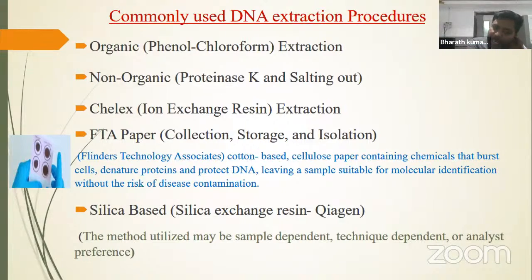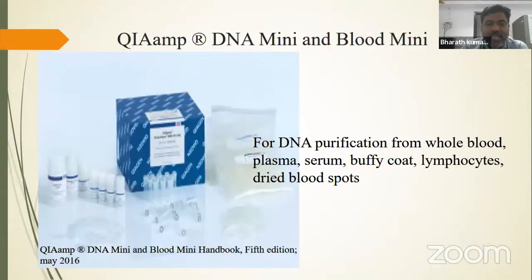And the final one is the silica-based extraction method. Here there is a silica exchange resin. This resin binds the DNA, and whenever we add the elution buffer, the DNA is eluted. So these are all the types of DNA extraction methods. Now in our laboratory we are using the QIAamp DNA Mini and Blood kit. These kits are commercially available and very suitable for normal conditions. They do not require sophisticated equipment. With very minimal equipment, we can extract good quality and quantity of DNA from this kit.